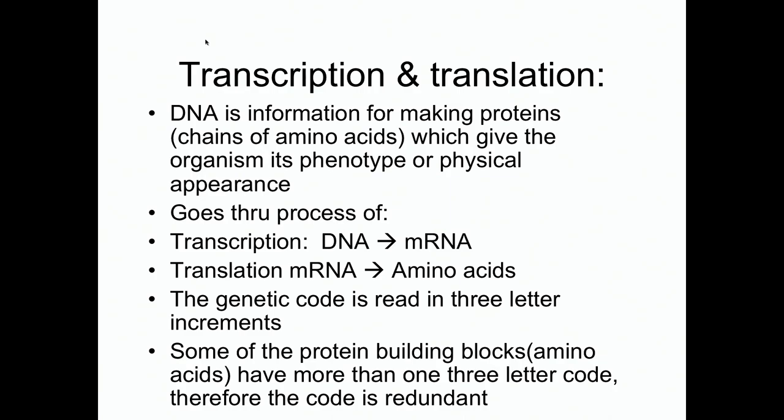So the DNA is the information for making proteins. It's nothing more than chains of amino acids, which give the organism its phenotype or physical appearance. It goes through the process of replicating the DNA, and then it transcribes portions of the DNA into RNA, and those are translated into amino acids.